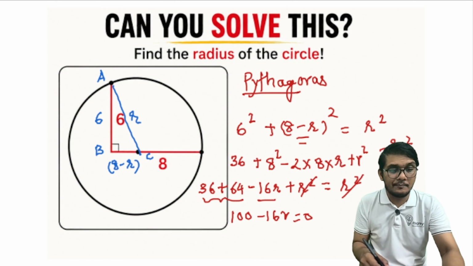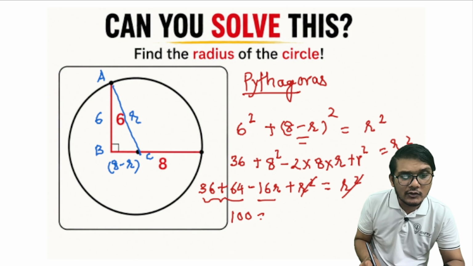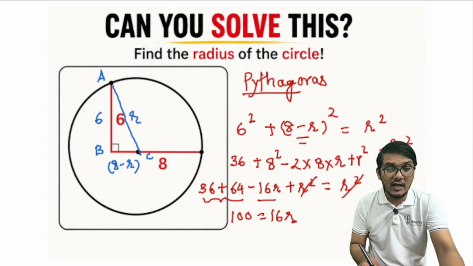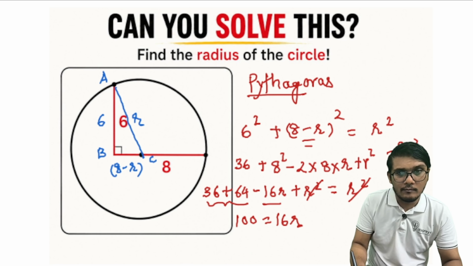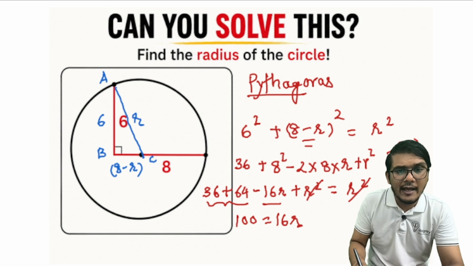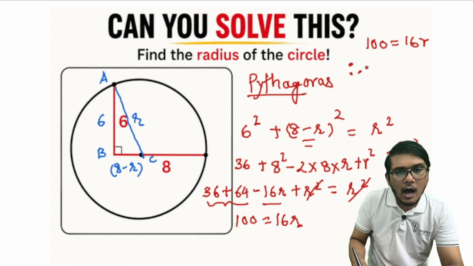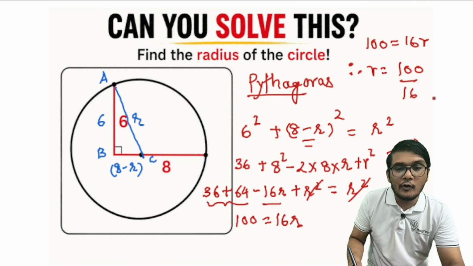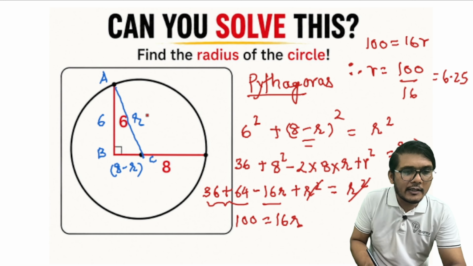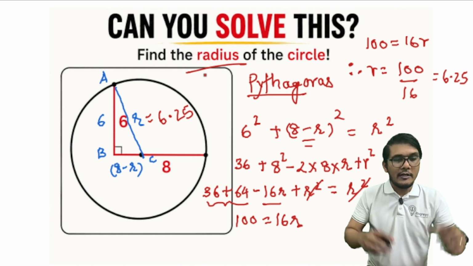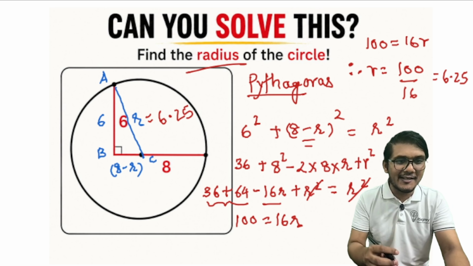Right? That means 100 will now be equal to 16r. Therefore, r is equal to 100 upon 16. Now, 100 upon 16 is 6.25. So, you get the value of r, which is 6.25. So there you are. We have found the radius of this circle, which is 6.25.